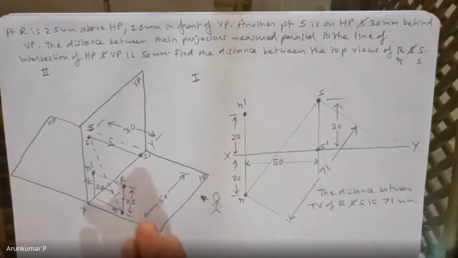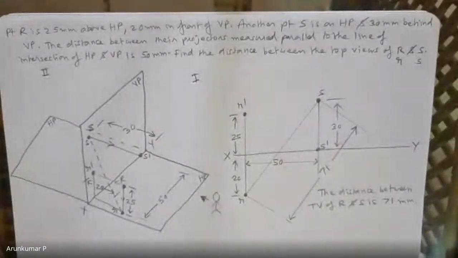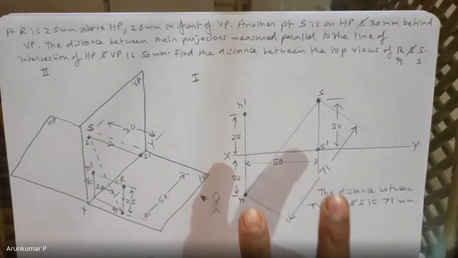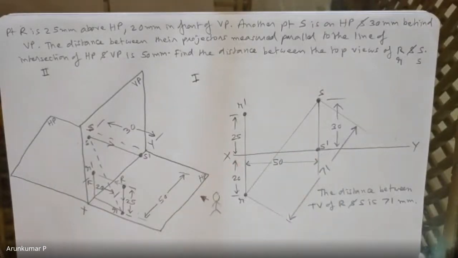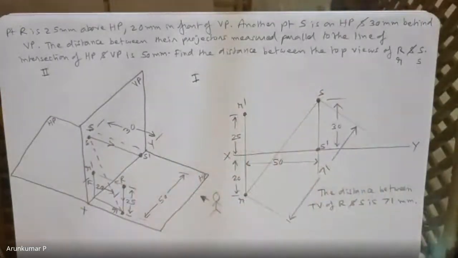So in 3D it may look a bit complicated, but in 2D it is very simple. I have drawn in 3D so that some of you can understand how it actually looks in 3D. Some of you may be comfortable drawing only the 2D directly. But anyway, this is a solution in 2D which you have to draw.